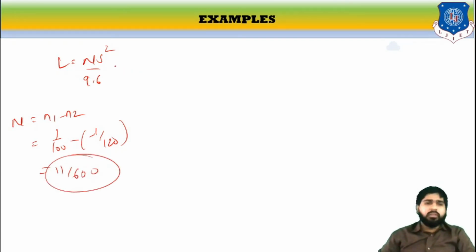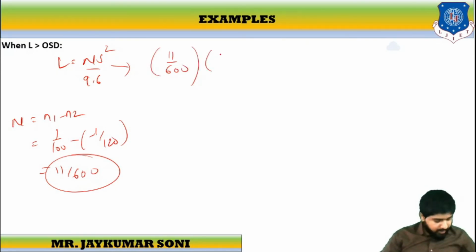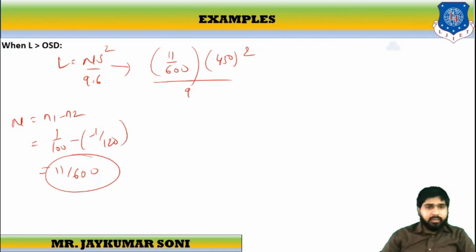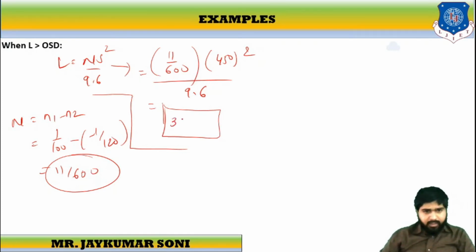Now we'll just put the values over here. That is 11 by 600 into S squared, how much S is given? S is given as 450, divided by 9.6. Calculate this value and tell me what is the answer that we are getting from here. It comes as 386.72 meters.